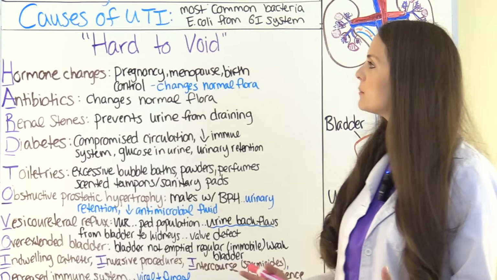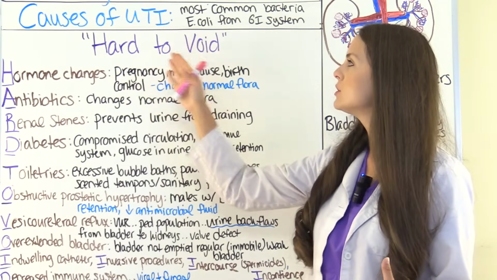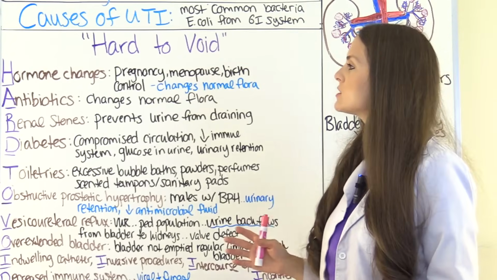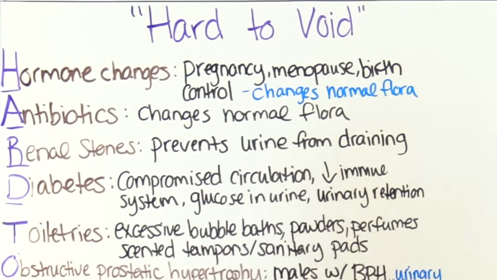Okay, so to help us remember, let's use the mnemonic HARD TO VOID, because with UTIs, they have difficulty peeing. The first one is H for hormone changes. This can be with pregnancy, menopause, birth control. What does this do? It changes the normal flora in the body. Remember whenever we were talking about one of those defense systems, that lactobacillus. Whenever you throw off the hormones, that flora changes down there, and bacteria can get in there and cause an infection. So anytime you're messing with hormones, you're at risk.